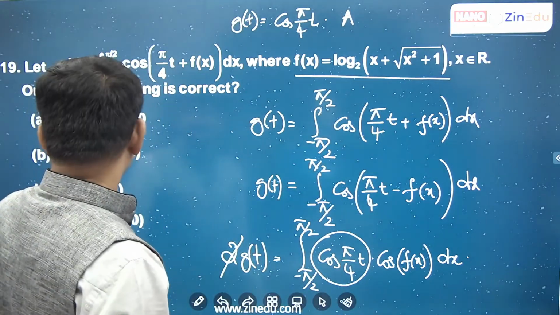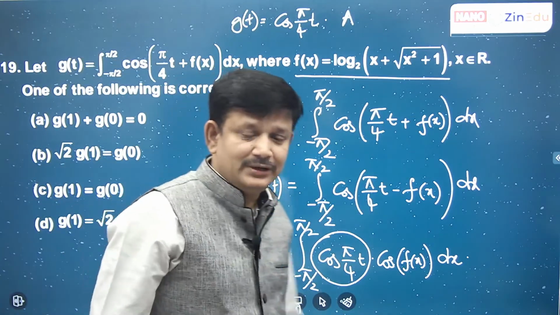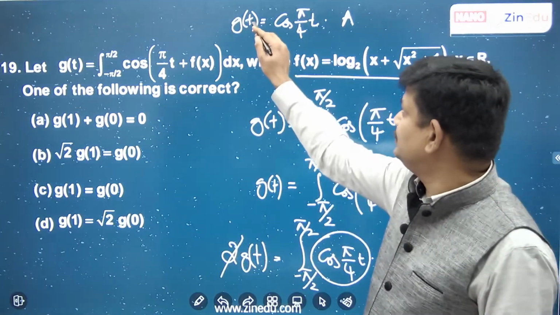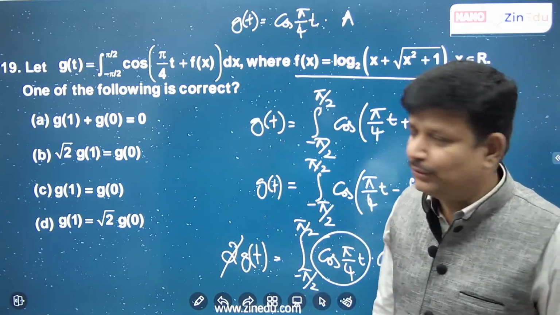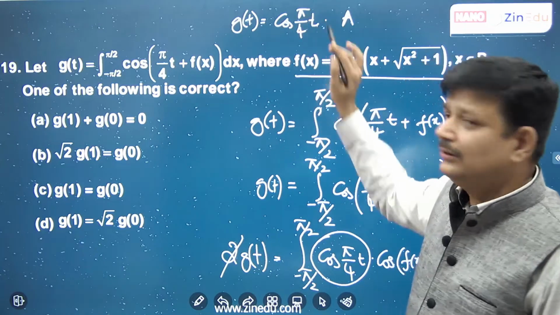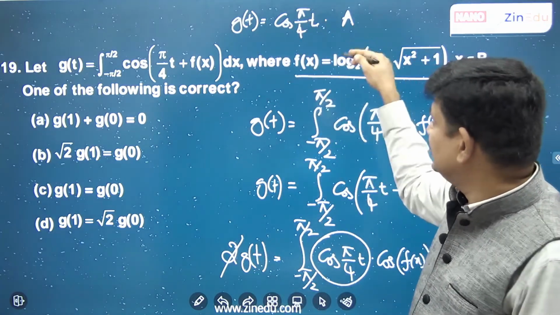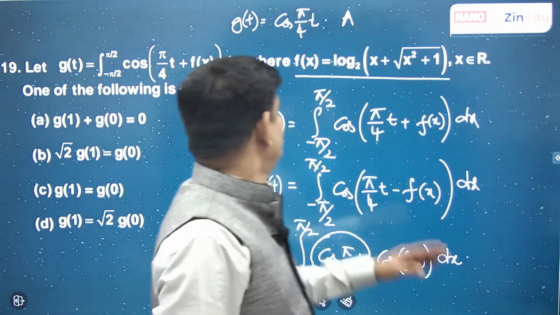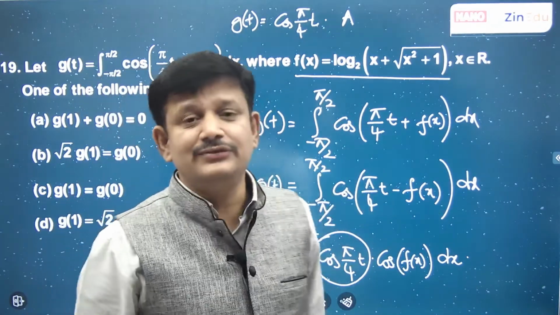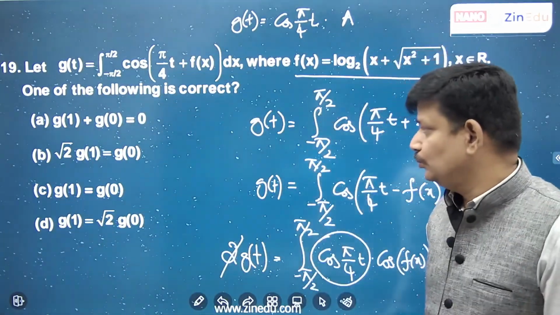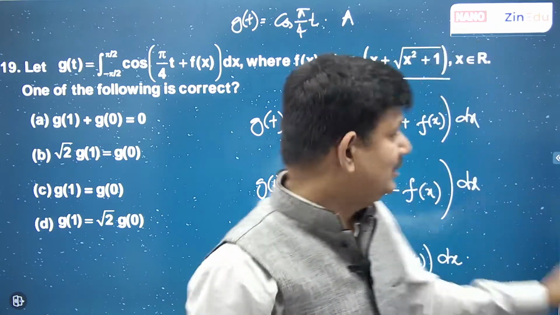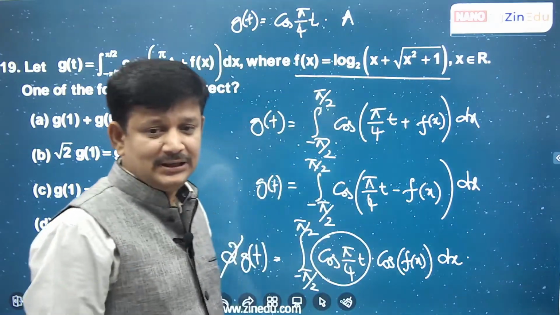Now what is he asking? What is the ratio of g of 1 and g of 0? G of 1, if you substitute, is cos pi by 4. G of 0 is 1. When you divide one by the other, a gets cancelled. So g of 1 divided by g of 0 is 1 by root 2. As simple as that. You need not even evaluate any further integration.